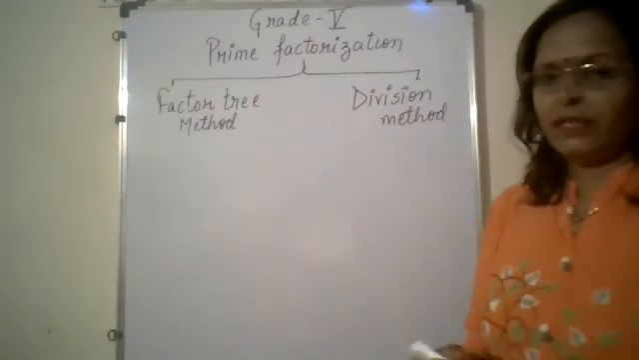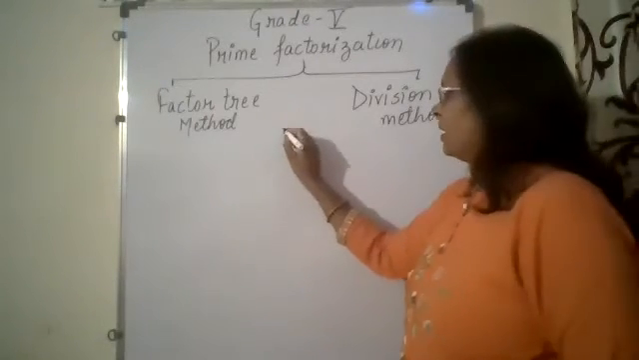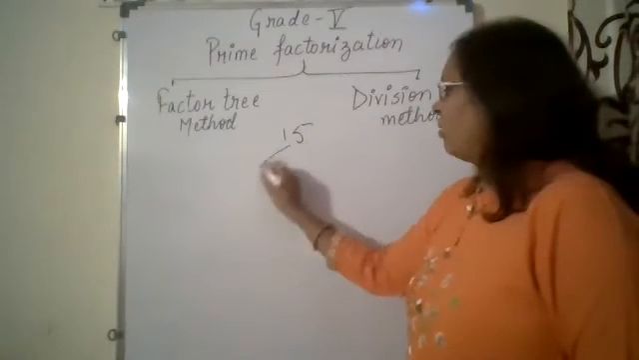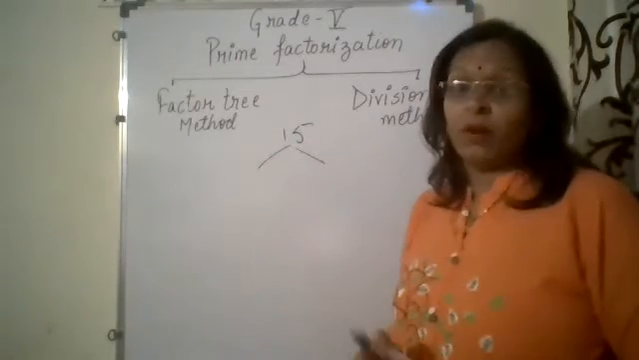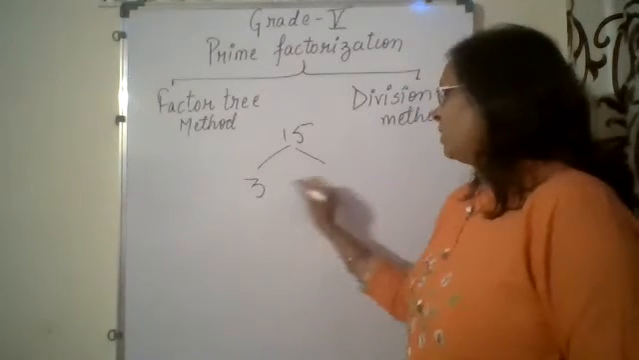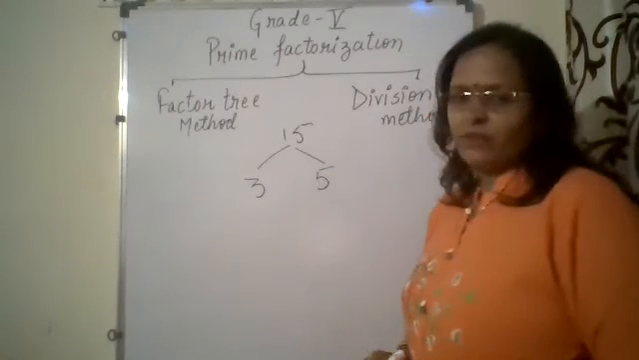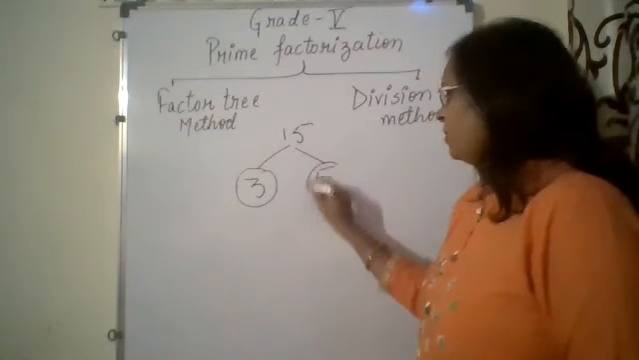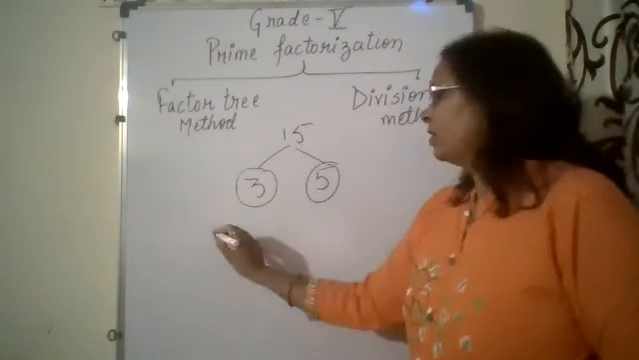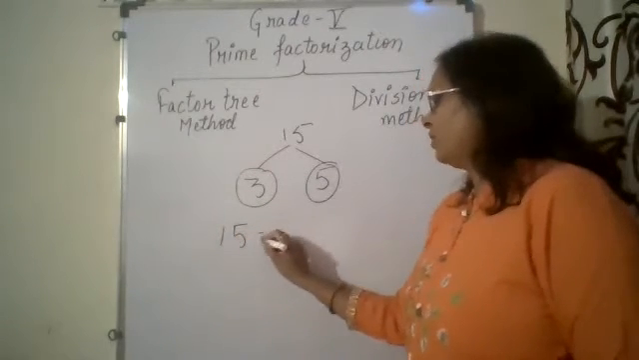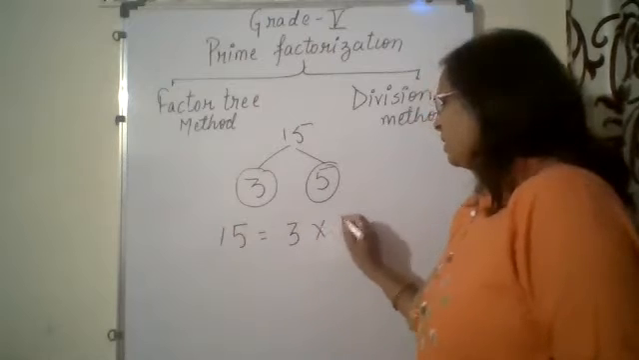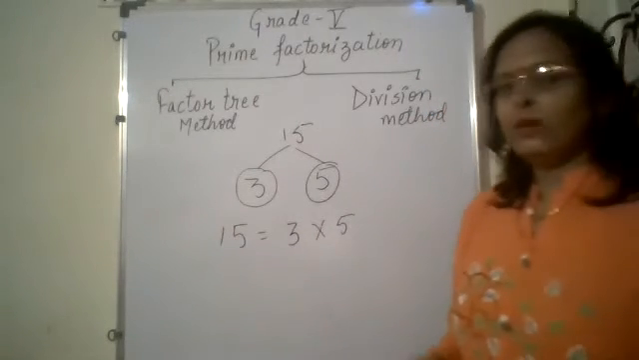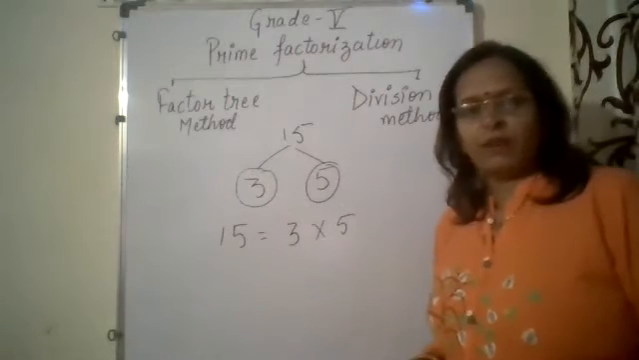Let's take 15. Now read the table of 3. So 3 multiplied by 5 gives you 15. Now see, 3 is a prime number and 5 is also a prime number. So you can write 15 as a product of these two prime numbers. I hope the factor tree method is clear to everyone.